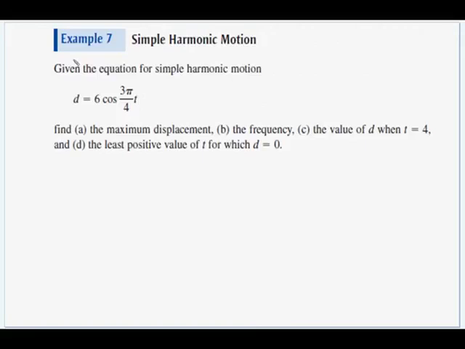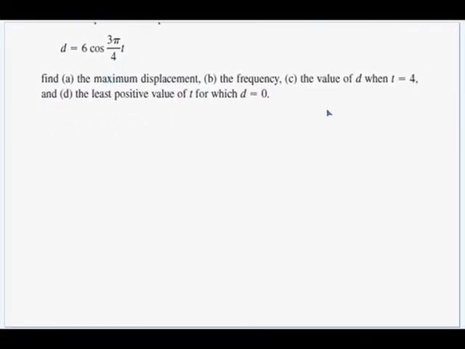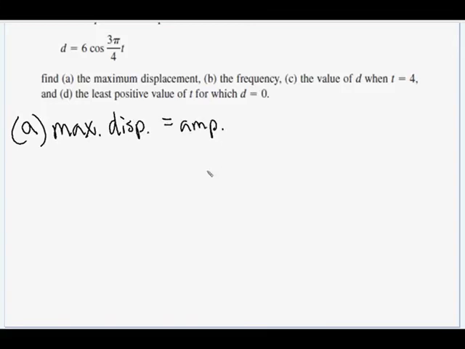Here in example 7, simple harmonic motion. Given the equation for simple harmonic motion of distance equals 6 cos of 3/4 pi times t, they're asking us to find a few things here. Find A, maximum displacement. Well, max displacement is just sort of another way to say amplitude. Max displacement is the same thing as amplitude, how far above or below equilibrium it is. And for here it's 6. That was easy enough.